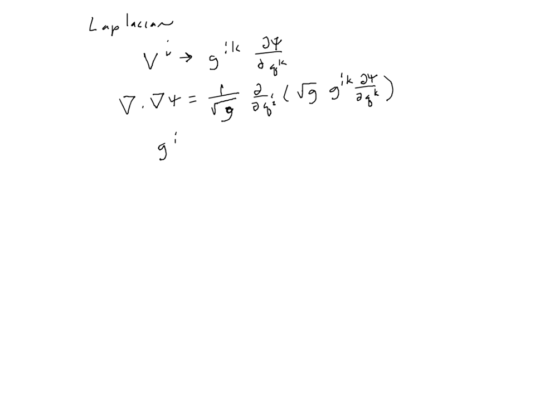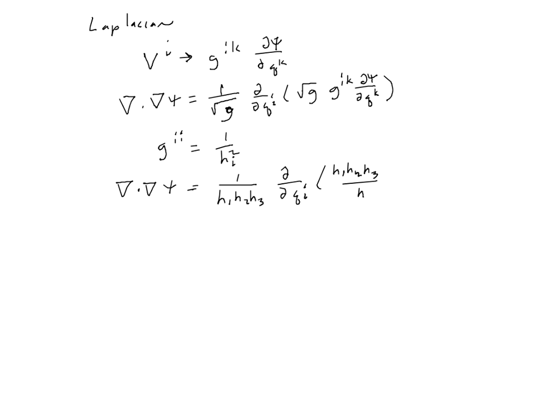And you could see that if, say, GII is written as 1 over h_i squared, using the orthogonal values, then your Laplacian is going to be 1 over h1 h2 h3 times the partial of h1 h2 h3 over h_i squared times this partial psi, partial q_i. Exactly like we had last week.